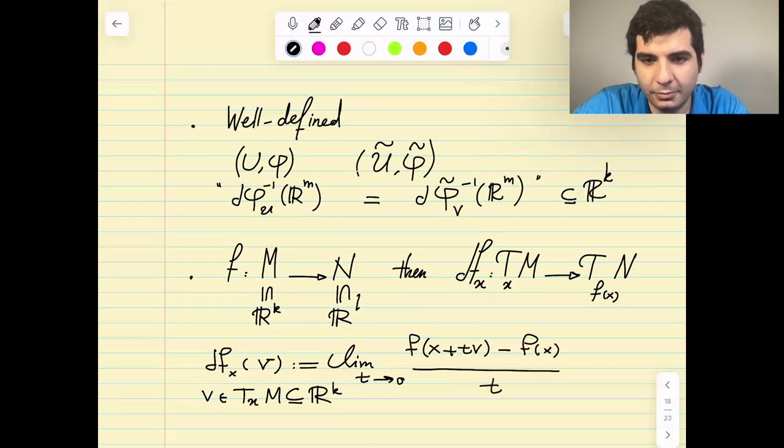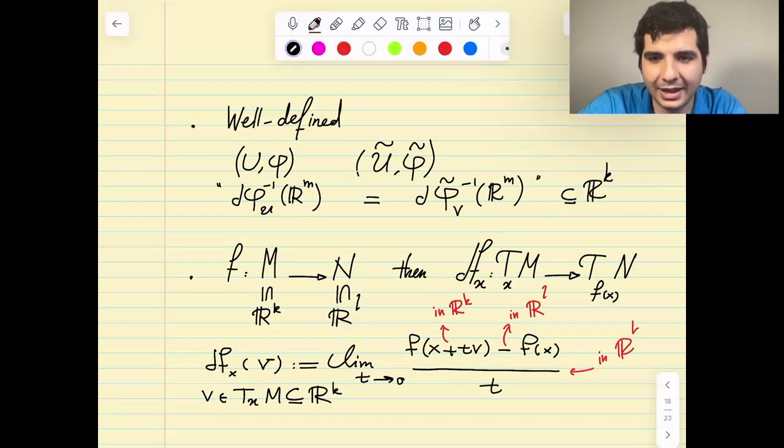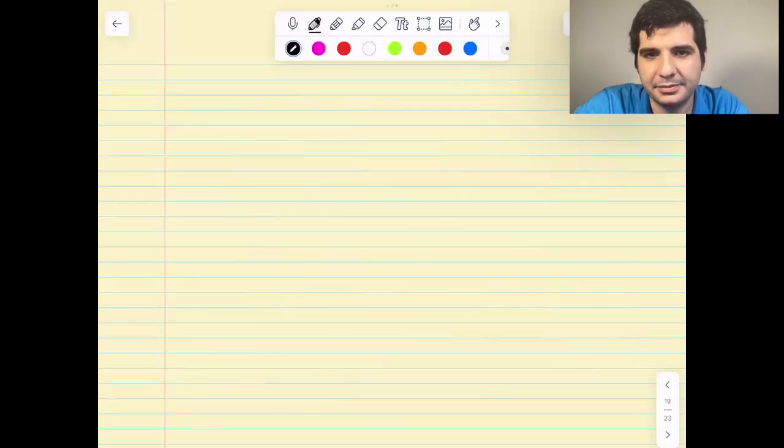There are two things to note here. X plus tv is defined. It makes sense because this sum is made inside Rk. And F of X plus tv minus F of X also makes sense. This subtraction is happening inside Rl. Dividing by t also makes sense. We are dividing a vector in Rl by t. So that also makes sense. Everything is happening inside a linear space. Okay, so now we have the notion of tangent space for embedded manifolds in Euclidean spaces.